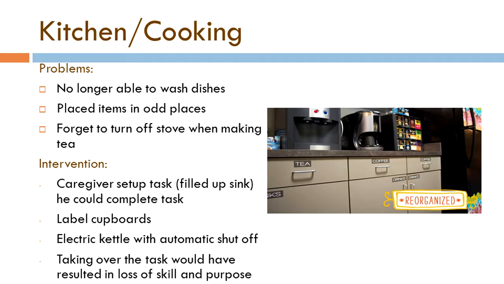Obviously, our biggest safety concern in the kitchen is fire safety: burning items, leaving elements on. There is some technology to help with that, but obviously we can label cupboards, and we can put up instruction sheets to remind them of the process of starting it, turning it off, even setting timers within the kitchen.